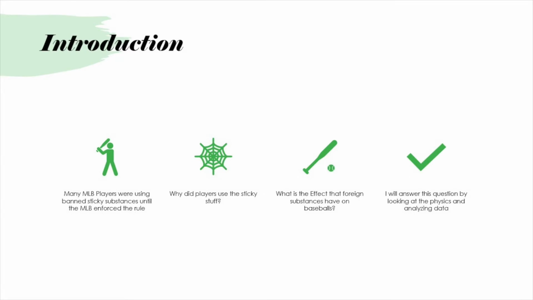the baseballs. So what I wanted to look at is, why did the players feel the need to use this sticky stuff, and what was the effect that it had on the baseball? And to answer this question, I analyzed the physics of a baseball in motion, and I also looked at data from the two MLB pitchers and also from data of myself throwing.